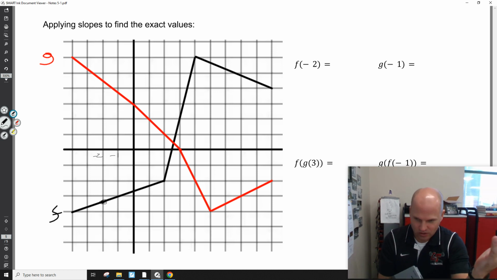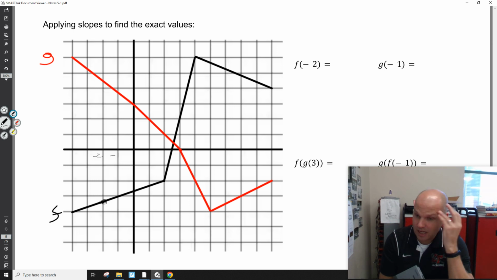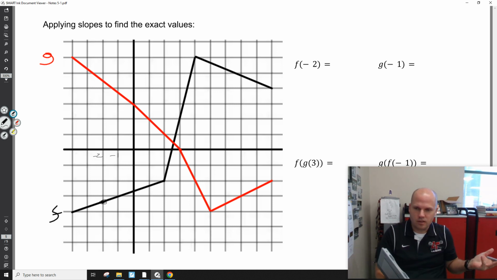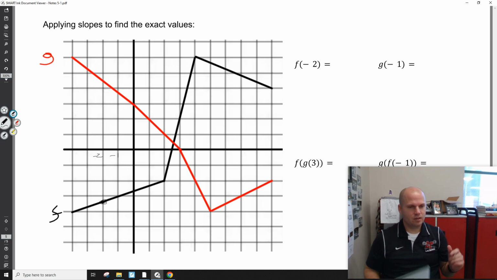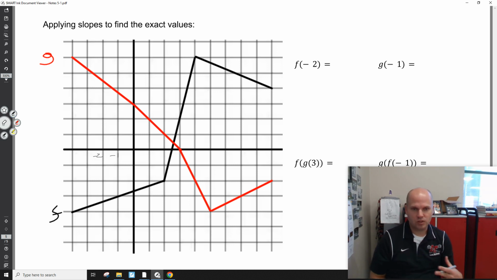I have to show you this because I get questions every year in my AP calculus class. Students ask, how the heck do you get that? We should be able to figure it out. And it's an easy way to figure it out. You don't have to do the complicated way of figuring out what the equation is. You don't need it, okay? What is f of negative 2?